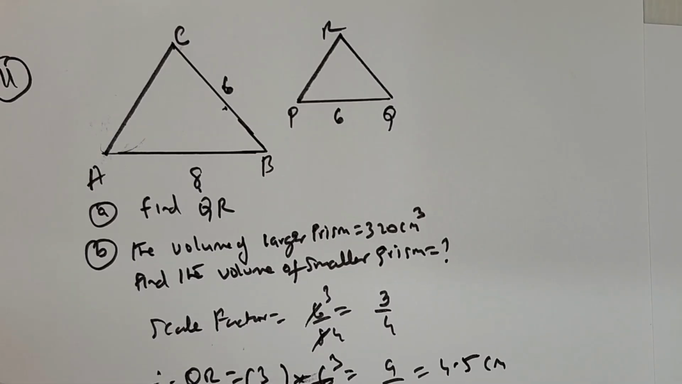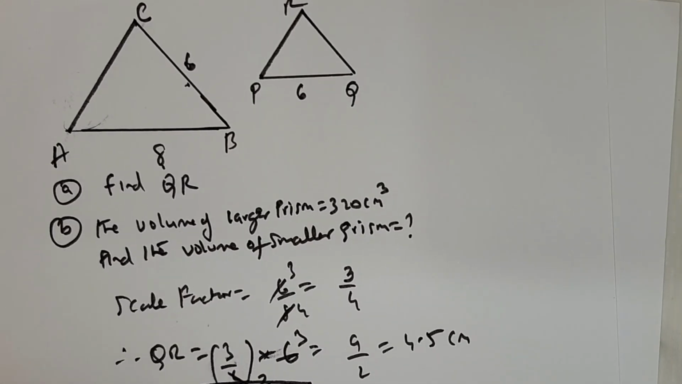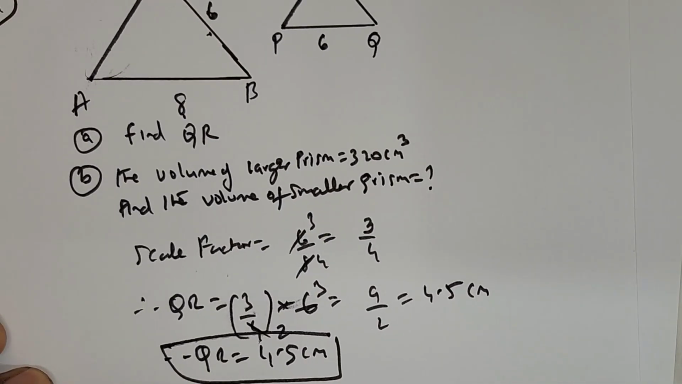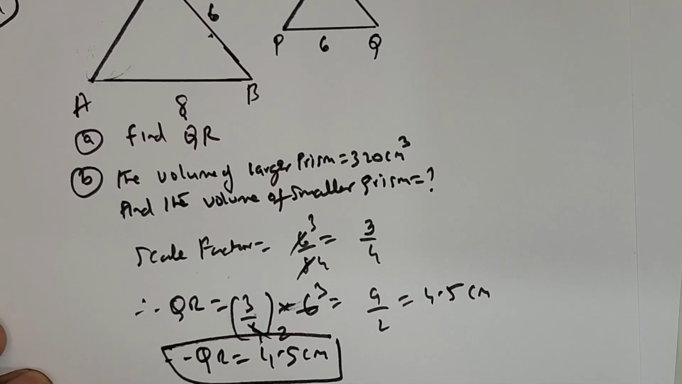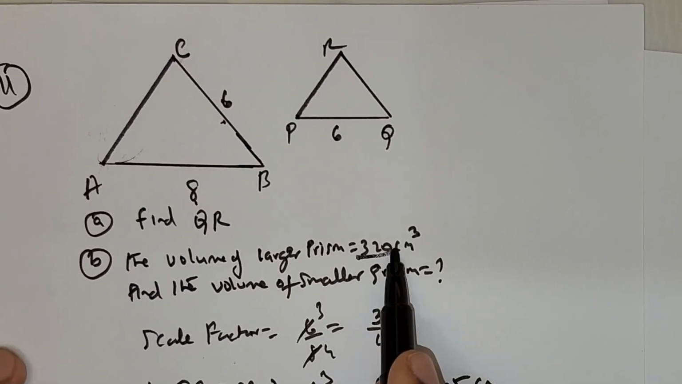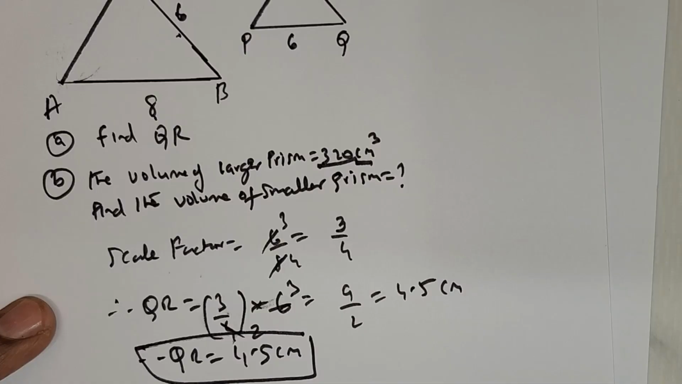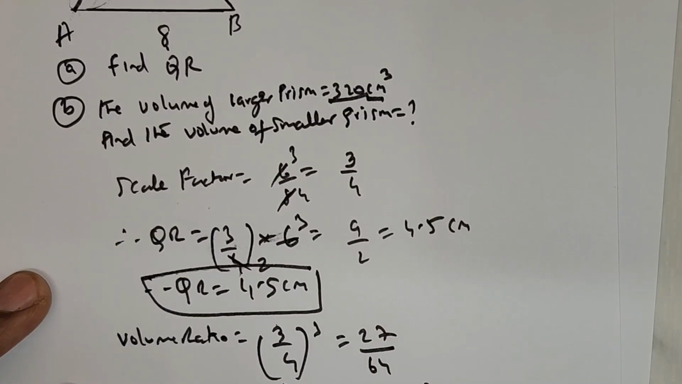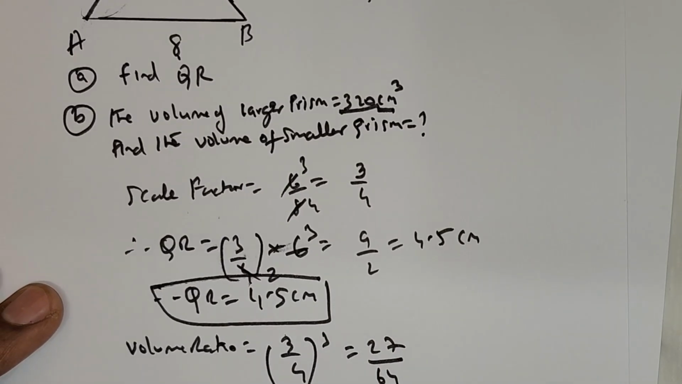Next we got to find the volume. So the volume ratio is 3 over 4, the whole cubed. That is 27 over 64. So volume of small prism: you take this 27 over 64, multiply with the given volume 320, and that one would give you 135 cm cubed. So this is the volume of the smaller prism.